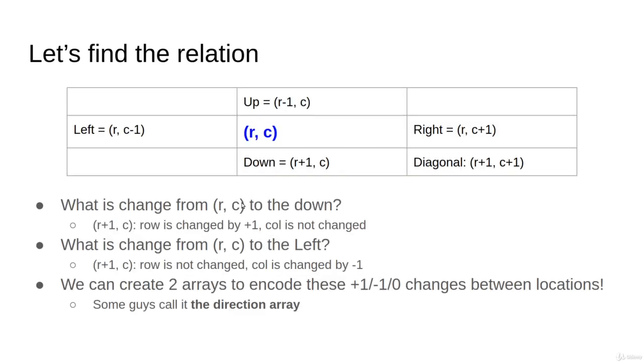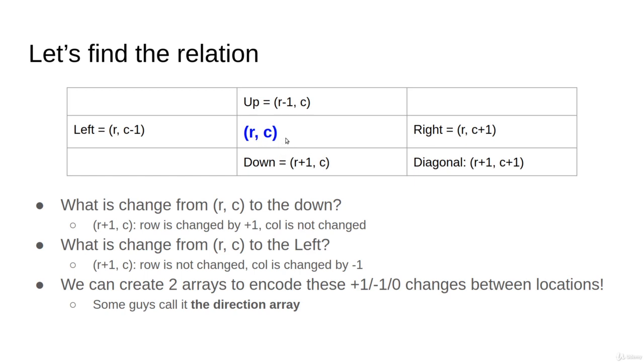Okay, let me go step by step. If we are at a general position R and C, for row and column, what is the relationship? The up is R minus 1 and C. The right, for example, is R and C plus 1. The diagonal here is R plus 1, C plus 1. So the question is about the difference between two positions. If we are at position R and C and we would like to go down, what happens? The row is incremented by 1, but the column has no change.